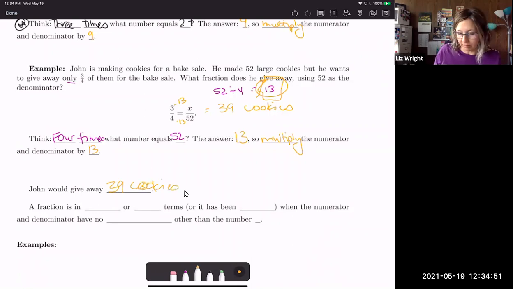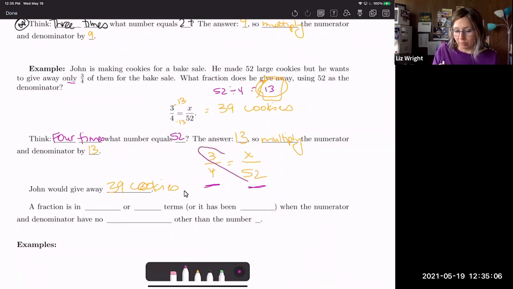One other way you could solve this, I'm thinking of a couple more ways you could do this. But one way that I've had students ask is, well, I see I have a fraction here and a fraction here and it's separated by an equal sign. Can't I just cross multiply? You sure can. So if you have something like that, you're more than welcome to cross multiply, and you would get 4x equals 52 times 3. Then you would do 52 times 3, and then you would divide it all by 4. And that would end up giving you 39 as well.